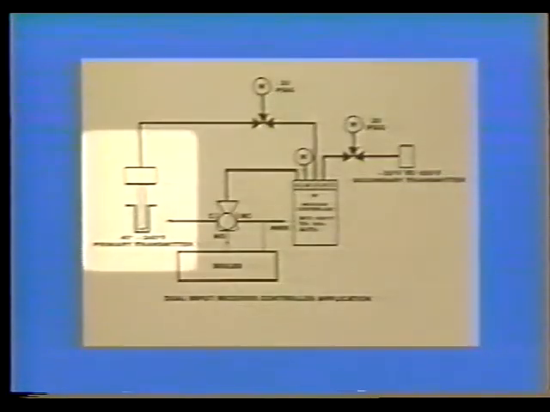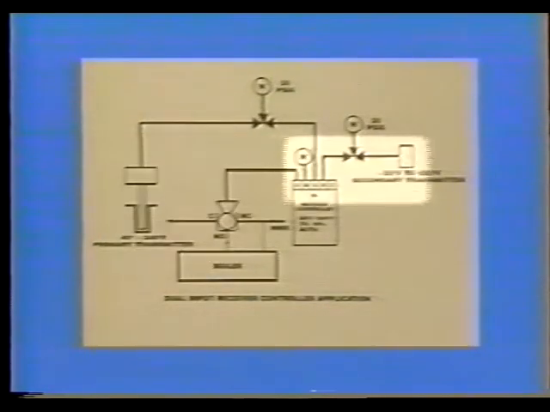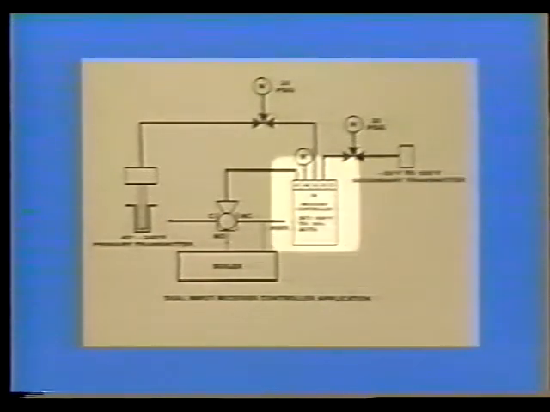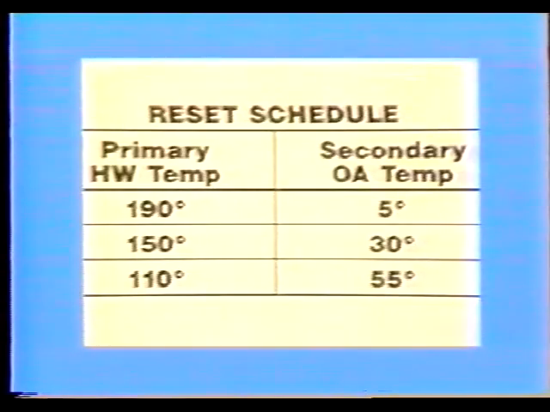The primary transmitter is inserted into the hot water supply piping downstream of the mixing valve. The secondary transmitter is measuring the outside air temperature, and the receiver controller is controlling the mixing valve. To set up and calibrate a dual input receiver controller, it is necessary to understand the reset schedule. A reset schedule is the changing of the set point on a controller based on the change of a second input. When the outside air temperature drops, it is necessary to increase the temperature of the water heating a building in order to keep up with the increase in heating load.